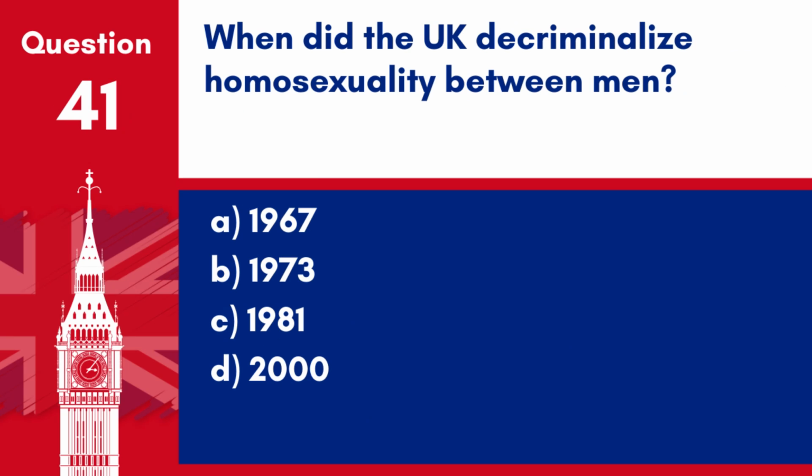Question 41. When did the UK decriminalise homosexuality between men? A. 1967. B. 1973. C. 1981. D. 2000. Answer A. 1967. Homosexuality between men was decriminalised in England and Wales in 1967 with the passing of the Sexual Offences Act.